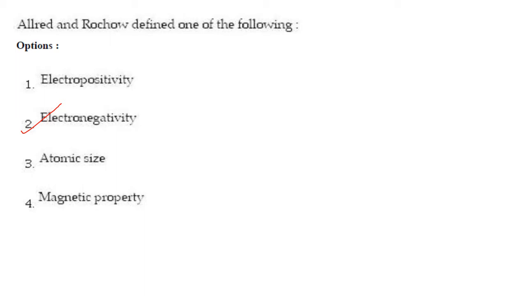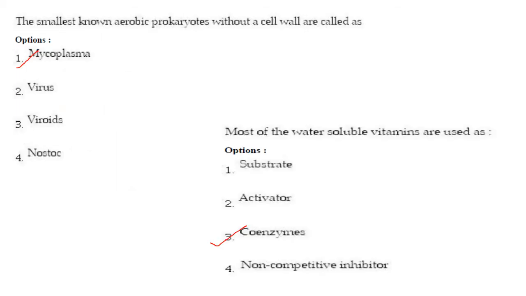Next one. Allred and Rochow defined one of the following. Option 1 electropositivity, 2 electronegativity, 3 atomic size, 4 magnetic property. Answer is option 2 electronegativity. Next one. The smallest non-aerobic prokaryotes without cell wall are called as option 1 mycoplasma, 2 virus, 3 virions, 4 nostoc. Answer is option 1 mycoplasma.